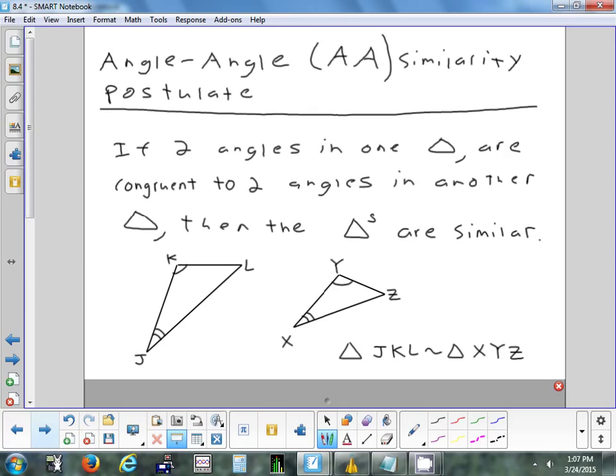This is something I think we mentioned at the same time yesterday. This is a similarity statement. Okay? The way you know that, look at the symbol. This is the similarity symbol. It's called a similarity statement. All right?